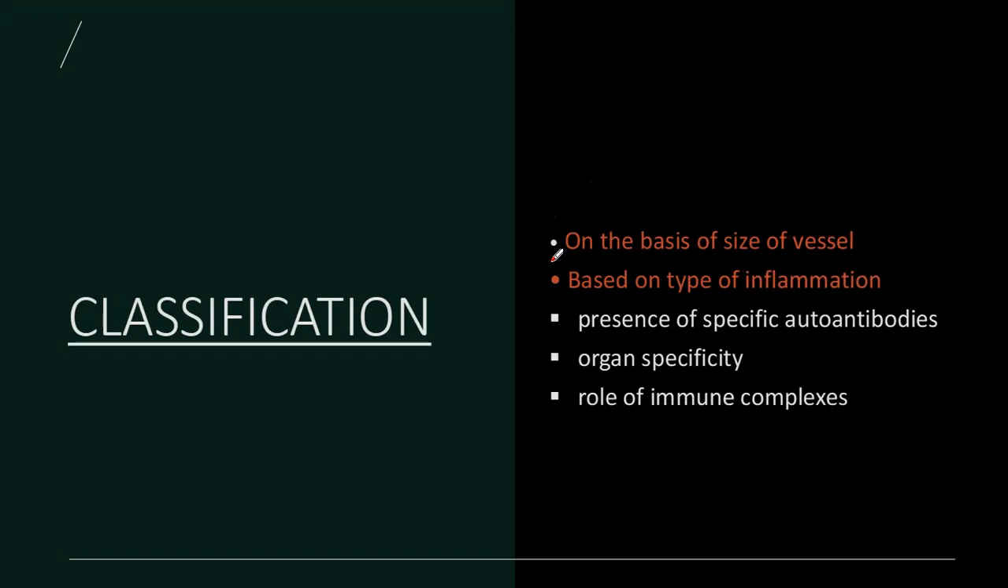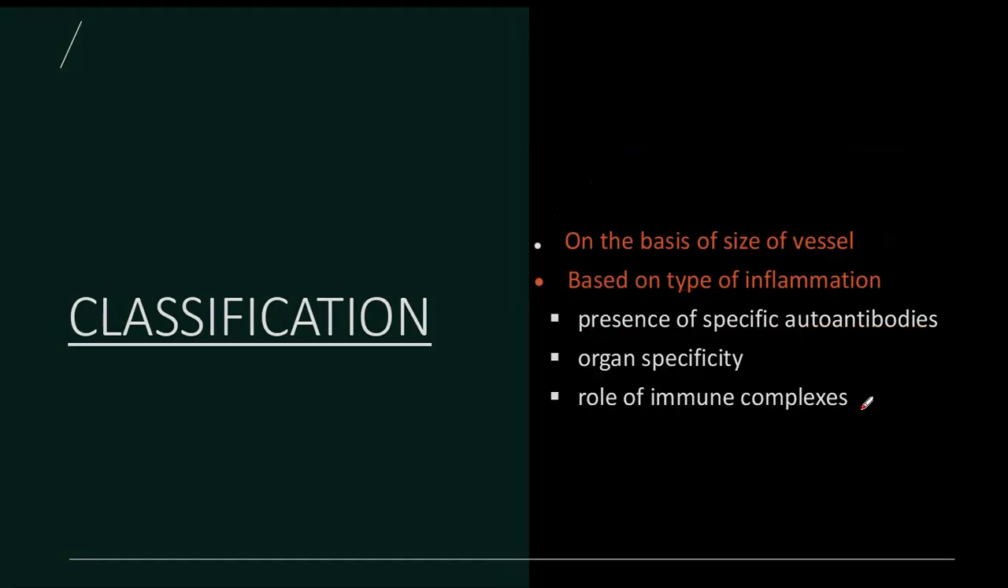Now, classification. Vasculitis can be classified on various bases. One, on the size of the vessel wall; two, on the type of inflammation. We will discuss these two majorly, but you can also use the presence of specific autoantibodies, organ specificity, meaning where the vasculitis is mostly occurring, and the role of immune complexes.